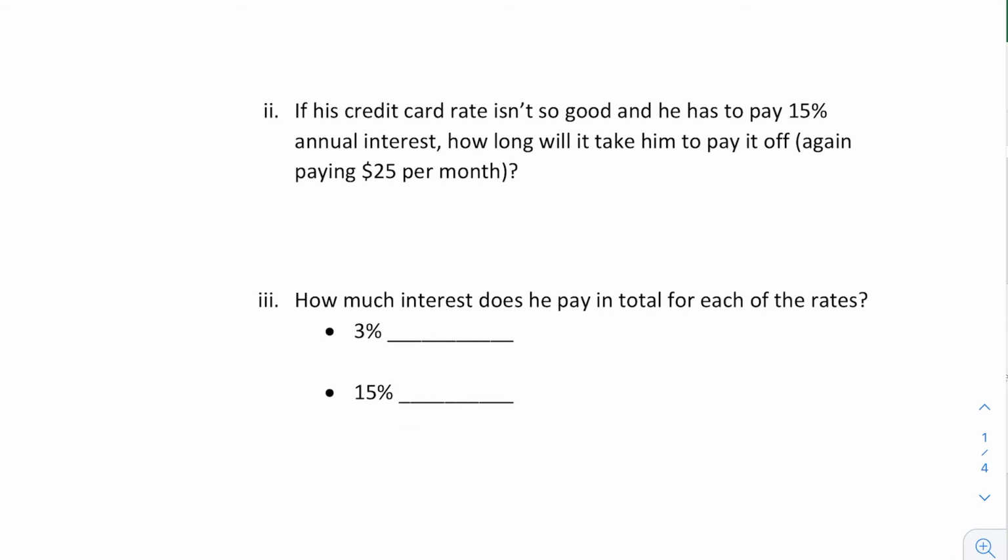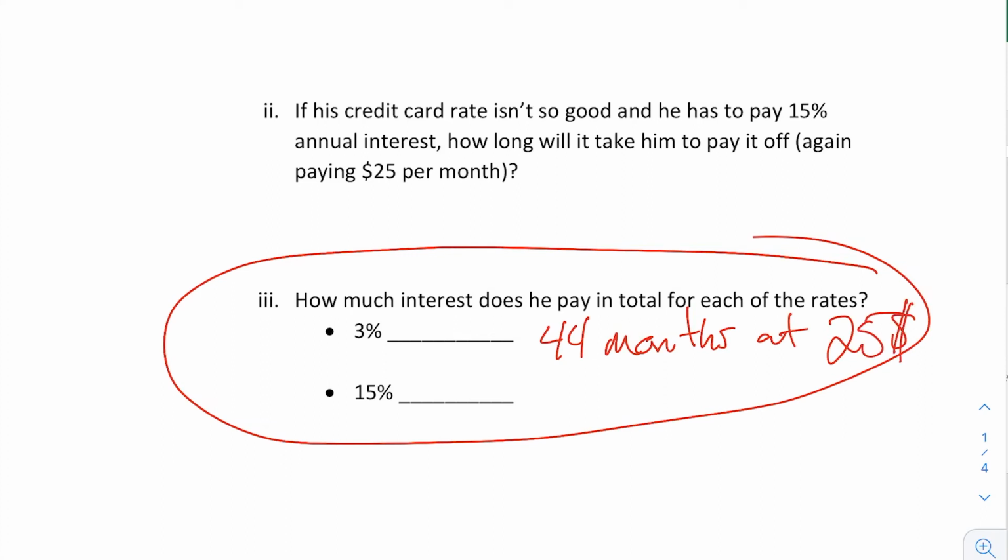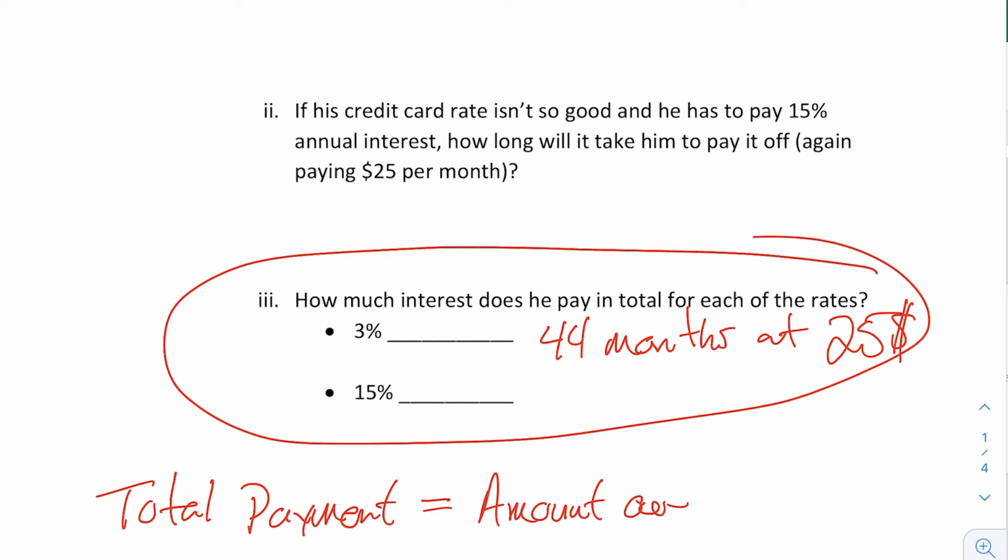How do you find how much interest he has to pay in total for these rates? If this took 44 months at $25 each, how much total did he pay? So his total payment is going to be equal to the amount owed plus the interest.